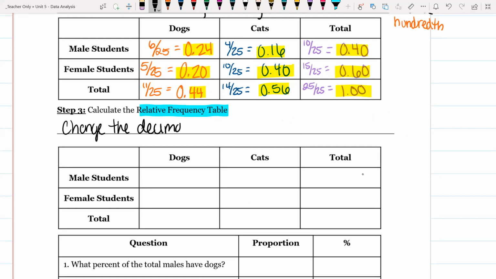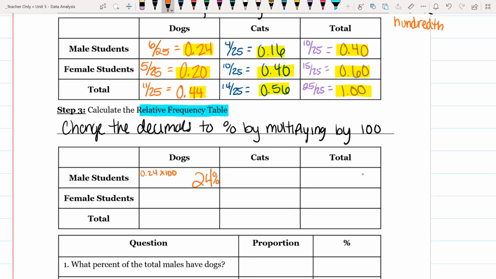So we're going to change the decimals to percents by multiplying by 100. So you're going to multiply all of these decimals by 100. So we're going to do 0.24 times 100 in your calculator. And that's going to give you 24%.